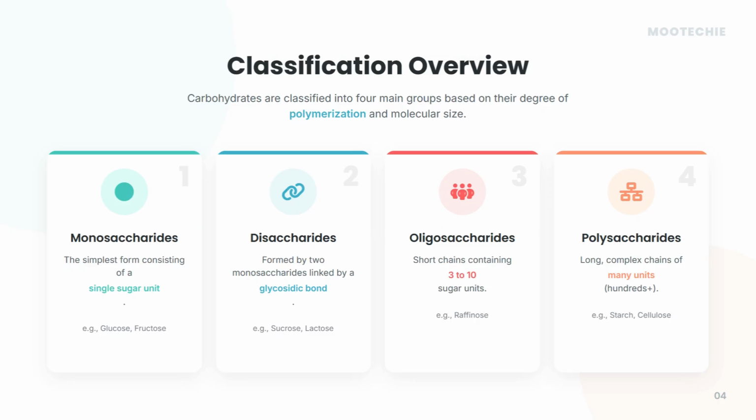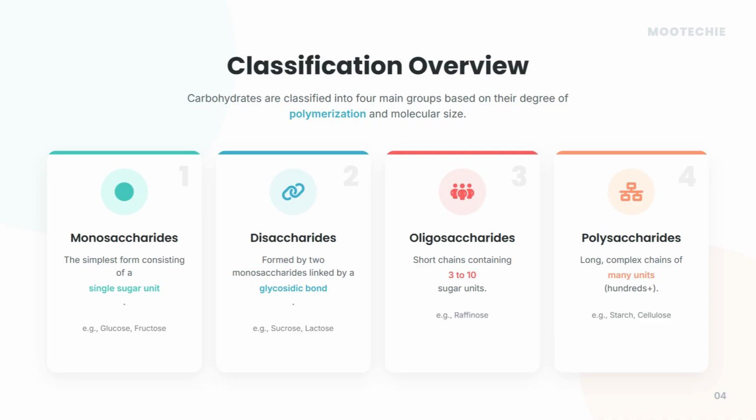Carbohydrates are classified into four main groups based on their degree of polymerization and molecular size. First, we have monosaccharides. These are the simplest form, consisting of a single sugar unit. Examples include glucose and fructose. Then we have disaccharides. These are formed by two monosaccharides linked together by a glycosidic bond. Examples are sucrose and lactose.